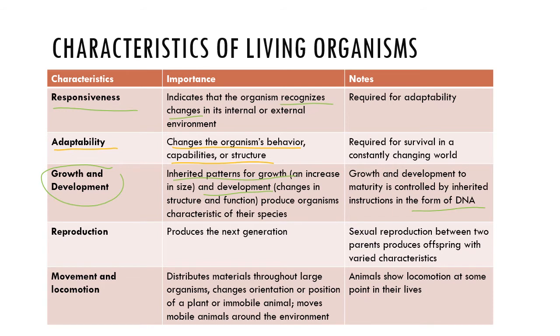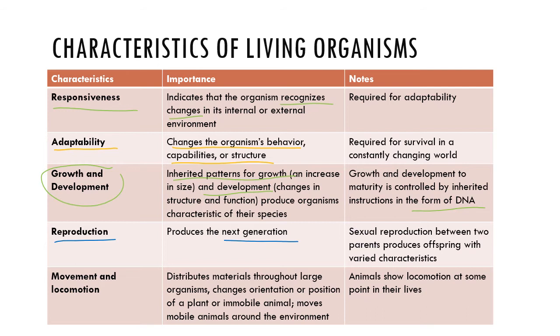Reproduction, the ability to produce the next generation. With humans, it's sexual reproduction. Depending on the animal, there could be asexual reproduction where they just split off and then you have two daughter organisms. But one thing about sexual reproduction is that there can be variations that can occur. They can actually be beneficial to the organism.